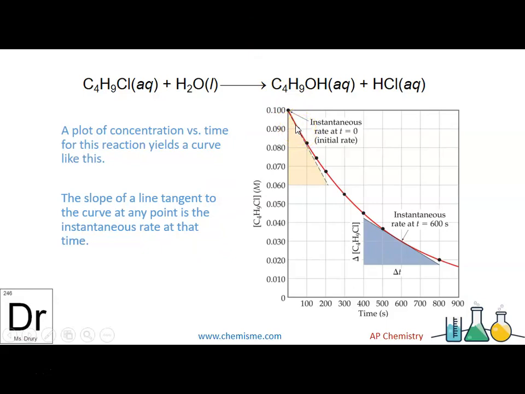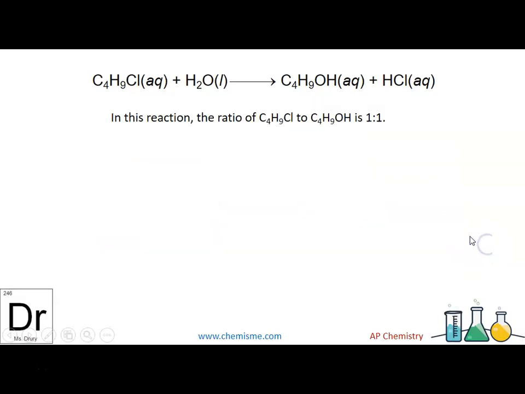And so if you wanted to find it, you would do the change in concentration versus change in time in that one spot. But that instantaneous rate is not the same rate as right here, because that slope is much less steep, right? Because it's going slower. So you're finding all these individual rates at specific times as you go.